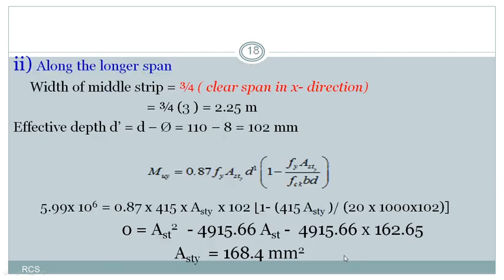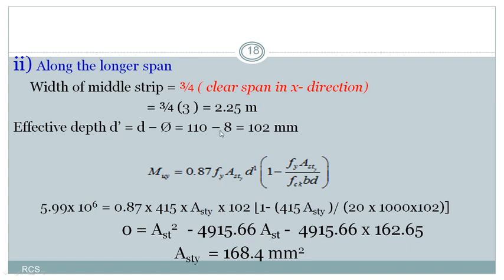So similarly, calculate the area of steel provided in the midspan middle strip of the y direction, that is the longer span direction. Before that, we calculate the middle strip width in the y direction. That can be calculated using the formula, that is 3/4 of the clear span in x direction. The clear span in x direction is 3, so 3/4 of 3 is 2.25 meters. And the effective depth in y direction is the effective depth in x direction minus the diameter of bar. That is, 110 is the effective depth in x direction, and the diameter of bar we used is 8 mm, so it is equal to 102 mm. Right?